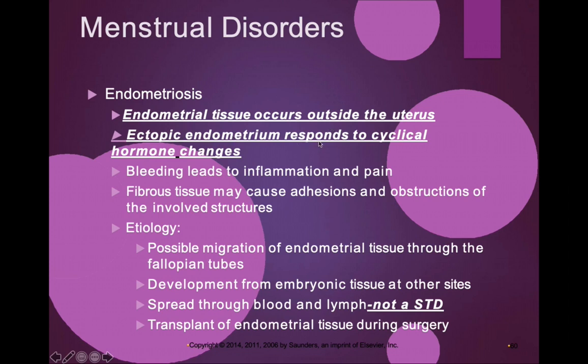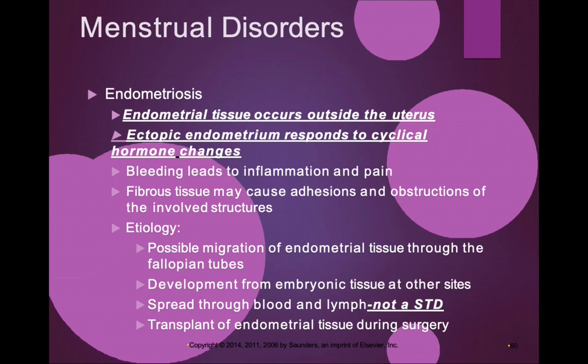The ectopic endometrium responds to cyclical hormonal changes. So bleeding leads to inflammation and pain. The fibrous tissue may cause adhesions and obstructions of the involved structures. The etiology: there's possible migration of the endometrial tissue through the fallopian tubes. Development from embryonic tissue at different sites, that's pretty common.